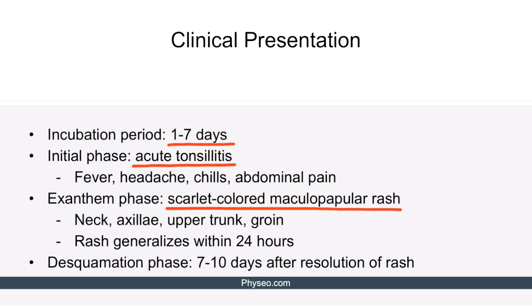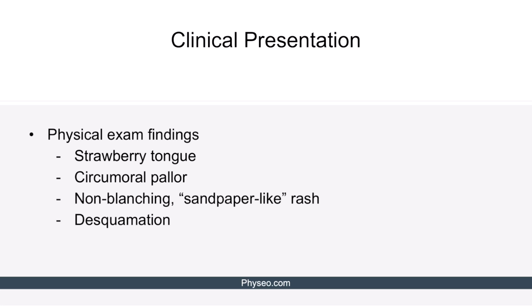And the distribution of that scarlet rash is usually on the neck, the axillae, the upper trunk, and the groin, and it typically generalizes to the whole body within about 24 hours. Well, what happens after that exanthem phase? Well, you have the desquamation phase, and that occurs 7 to 10 days after resolution of the rash. Now, some of the classical clinical features that you may see on physical exam include the strawberry tongue, circumoral pallor, and the non-blanching sandpaper-like rash, as well as the desquamation.